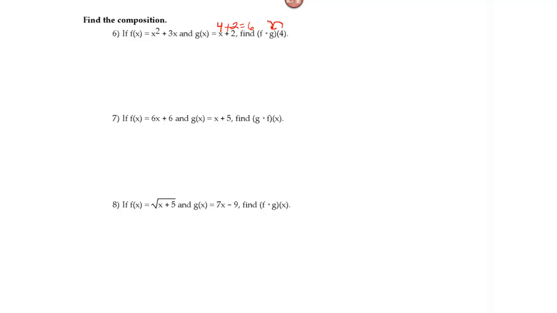But I'm not done. I'm going to take that answer, 6, and plug it into F. So 6 squared plus 3 times 6. You can plug that into the calculator or do it by hand. And either way, you should get 54.